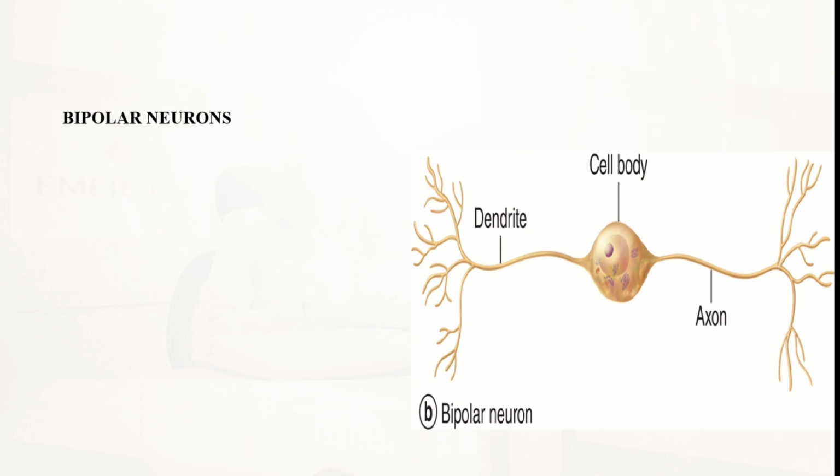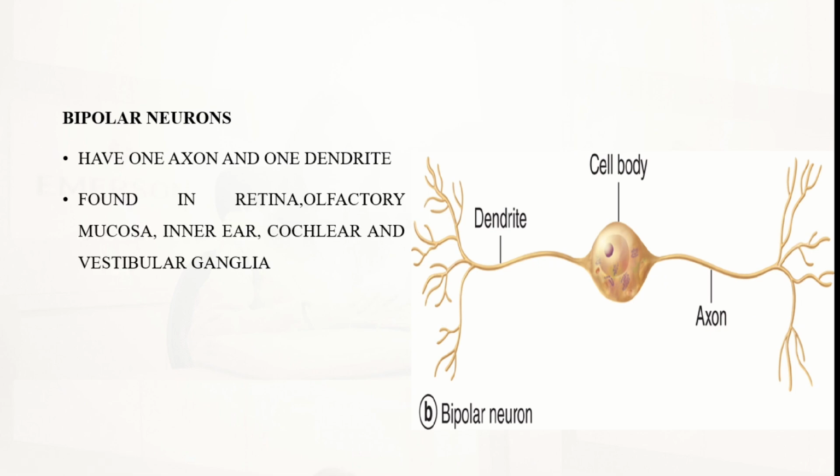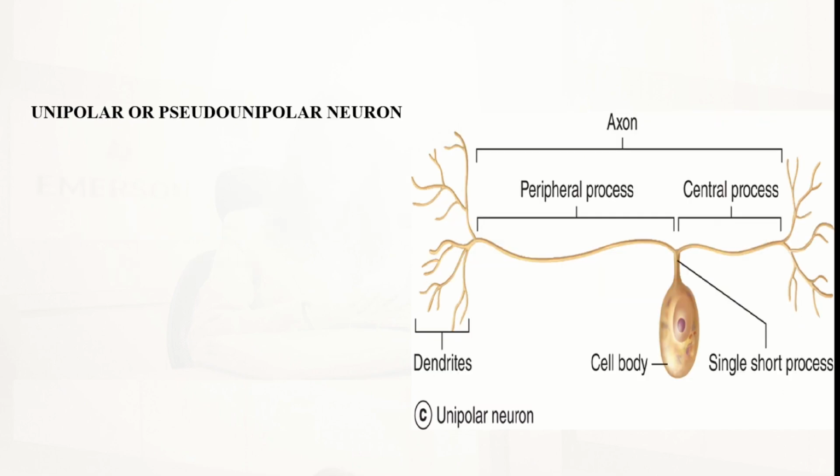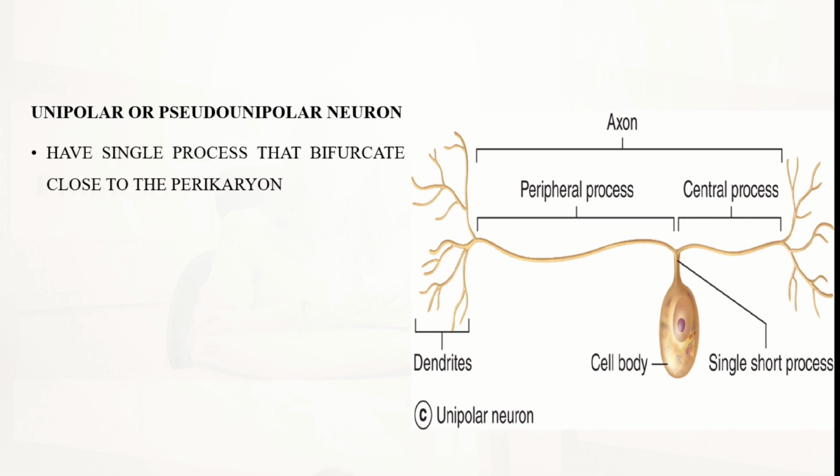Then let's go now to the bipolar neurons. They have one axon and one dendrite. Those are the bipolar neurons, and they are found in the retina, olfactory mucosa, inner ear, cochlea, and vestibular ganglia.